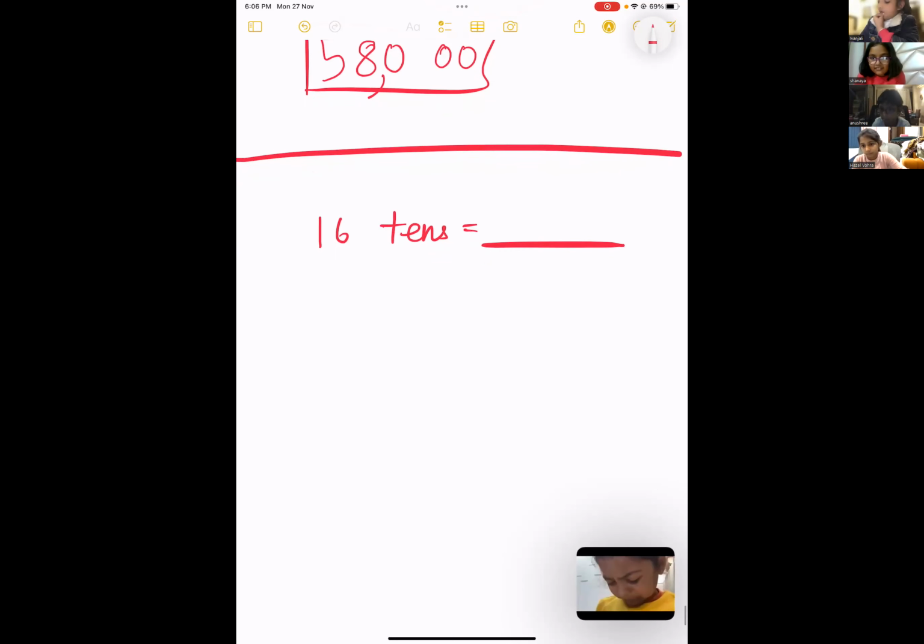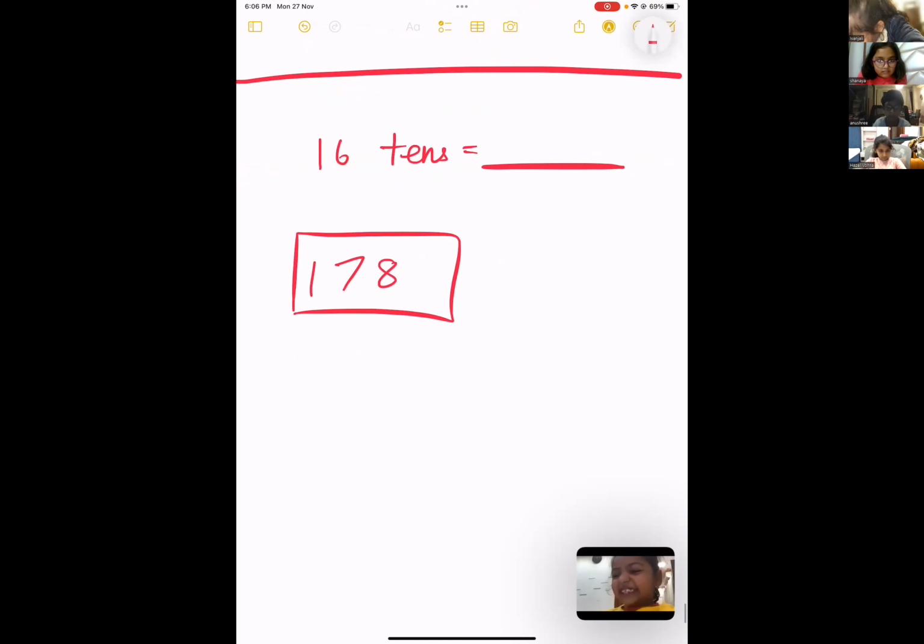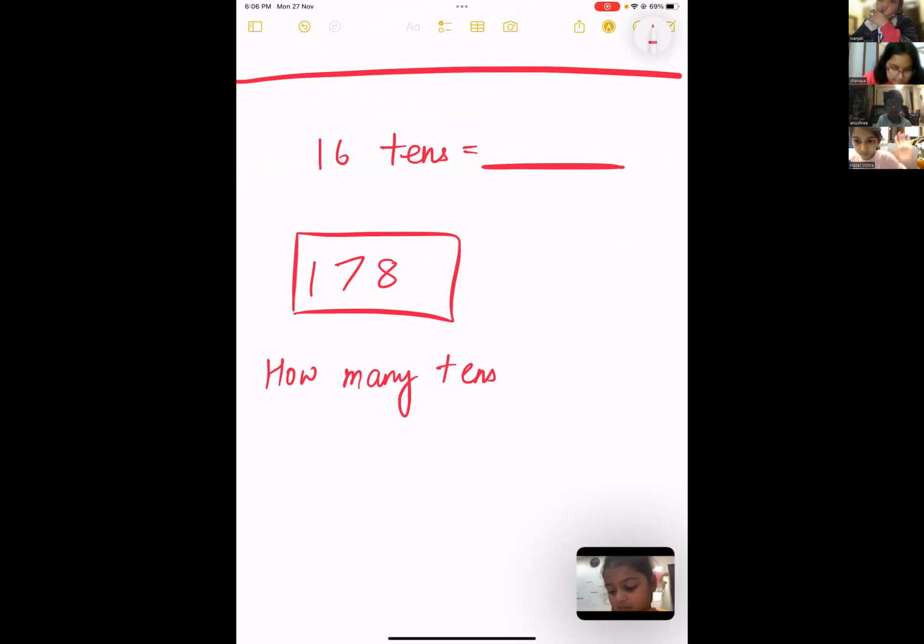Okay. So, if I have given you this question as 178, how many tens are there? Can you tell me how many tens are there in 178? Is it 7 tens or something else? Very good, Hazel. Fantastic. You're ready to work on Olympiad questions. Grade 2. Good job, Kabir.